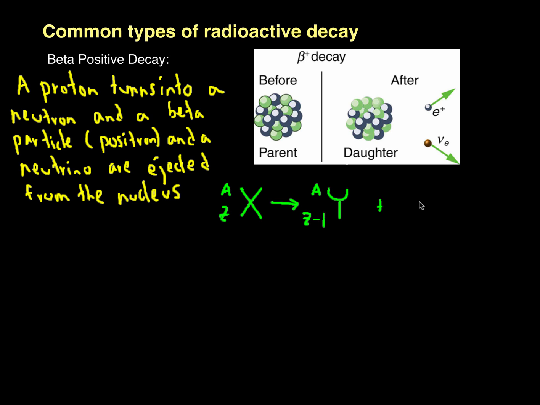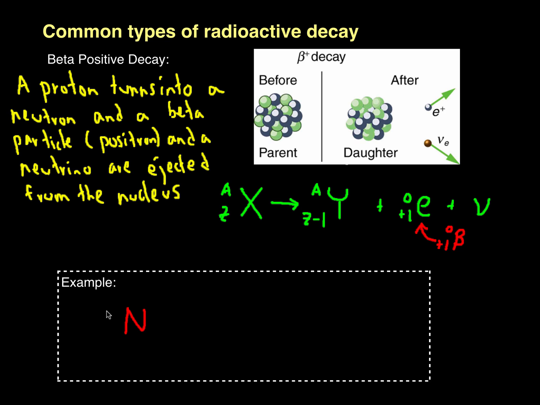Ejected from the nucleus is a beta-positive particle, which is e, 0, plus 1, and a neutrino. Since the positron is antimatter, the neutrino that's ejected is regular matter. You might also see the positron written as a beta particle, beta 0 plus 1.